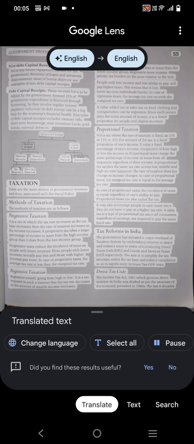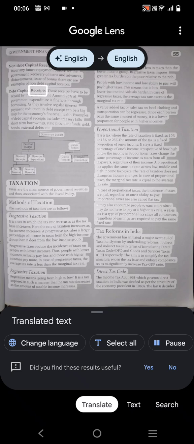Government finances and budgeting. 55. Non-debt capital receipts. These receipts do not incur any future repayment burden for the government. Recovery of loans and advances, disinvestment, issue of bonus shares, etc. are examples of non-debt capital receipts.